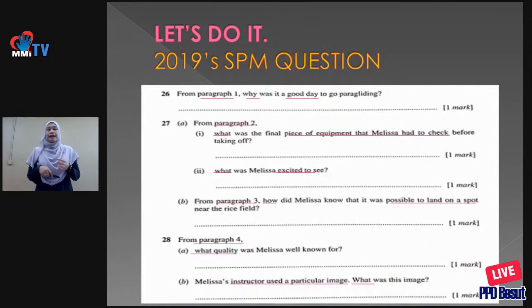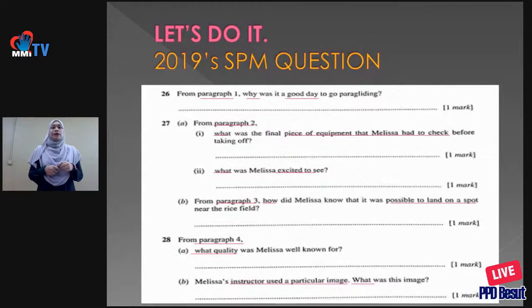Why, apa maksud why? Why is kenapa. Why was it a good day, and we underline a good day. Jangan cakap you don't understand the words good day. You know what is a good day. And paragliding, maybe for some of you it's an alien word, but in the passage it gives you a picture. Ada gambar orang sedang naik payung tu. That is a paraglider.